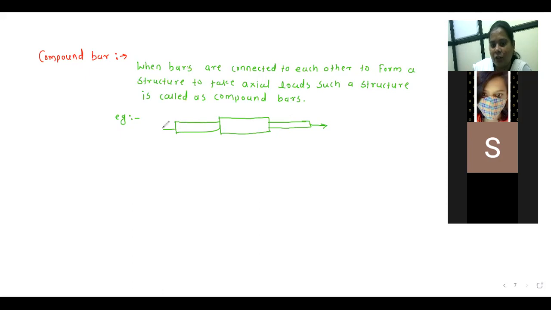बघा हे 3 बार कनेक्ट केल्यानंतर एक स्ट्रक्चर तयार झालेलं आणि हे काय करतायत तुमचा ऍक्सियल लोड कॅरी करतायत. सो दिस स्ट्रक्चर इज कॉल्ड एज कंपाउंड बार. ओके, दिस इज कॉल्ड एज कंपाउंड बार.